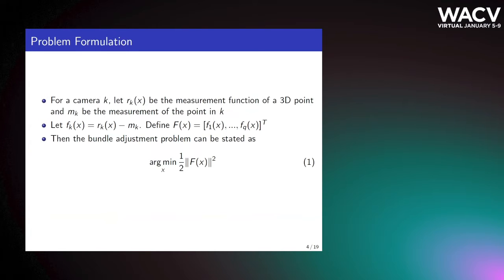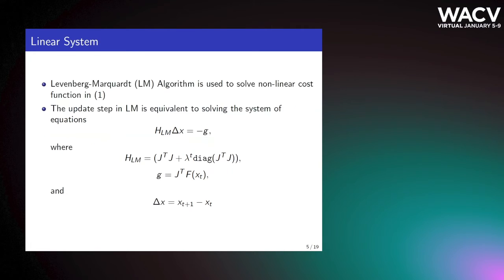Now we look at the problem formulation for bundle adjustment. As discussed above, the difference between the observed projection in camera k, say mk, and the computed projection Rk of a certain 3D point x is the reprojection error denoted by Fk of x. If we stack the reprojection errors for all the cameras, we get this function f of x. The bundle adjustment process tries to minimize the norm of this function by finding an optimal vector x.